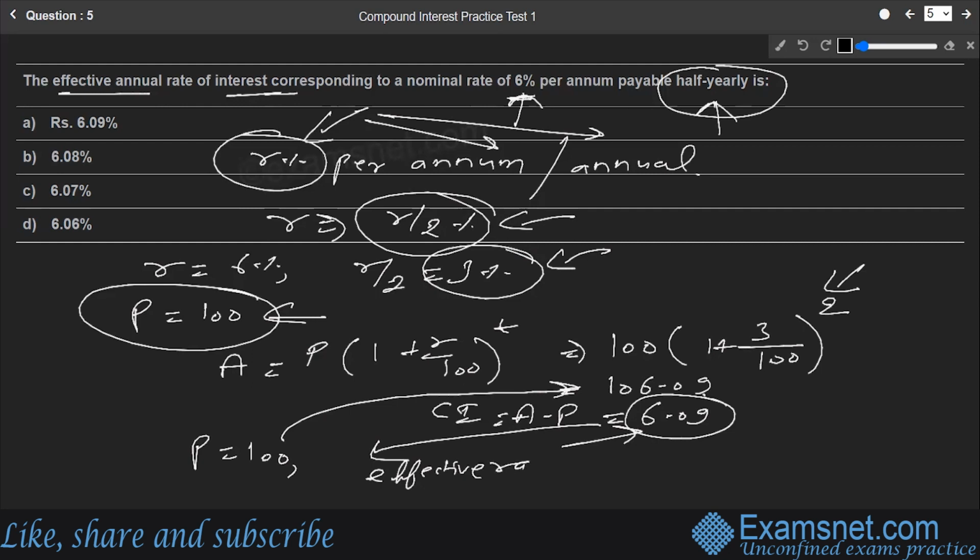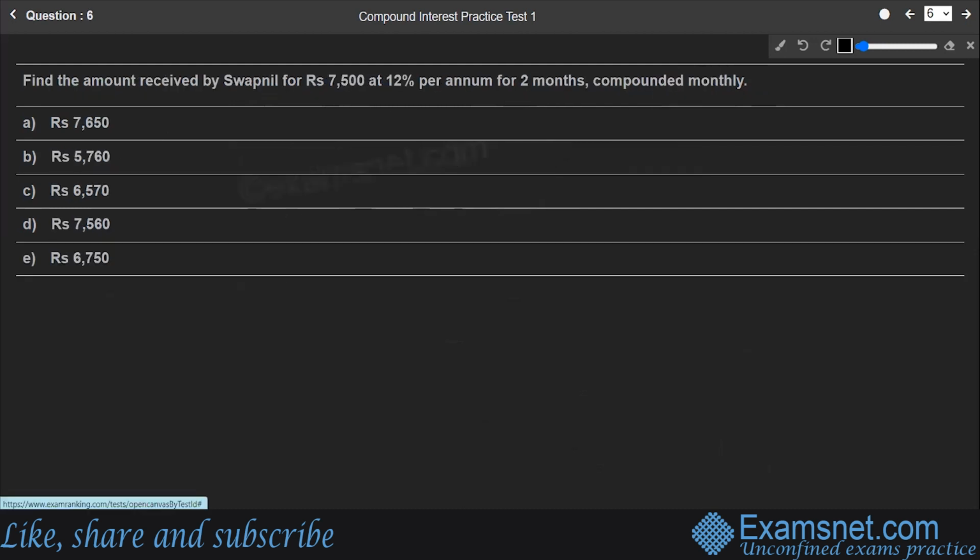The effective rate of interest is nothing but this 6.09% only, because this will take me directly to 106.09 instead of going 3% and 3% twice. So the effective rate of interest is actually 6.09, and that is the right answer available in option number A.